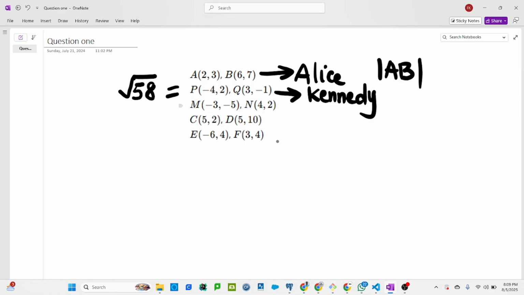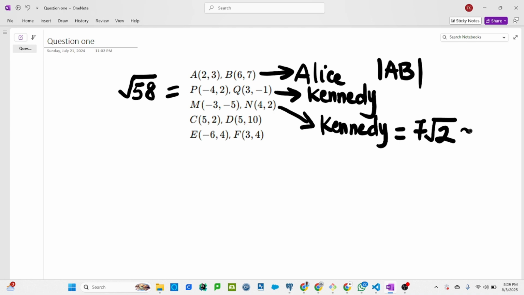So Kennedy, since you are done, take this one. I will confirm all of them. Take this one. Sir, yes. So for the third one, I got 7 root 2, or 9.9. Or what? Or 9.9. Okay.